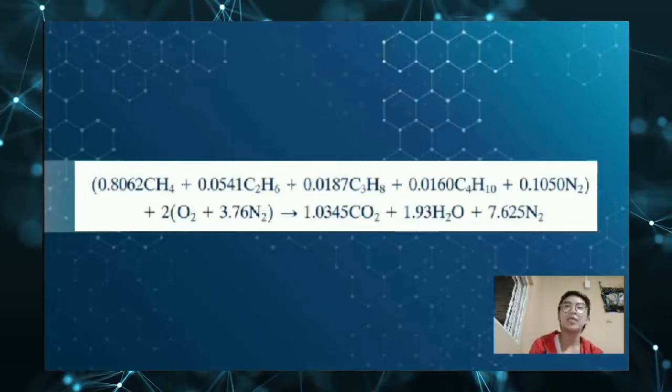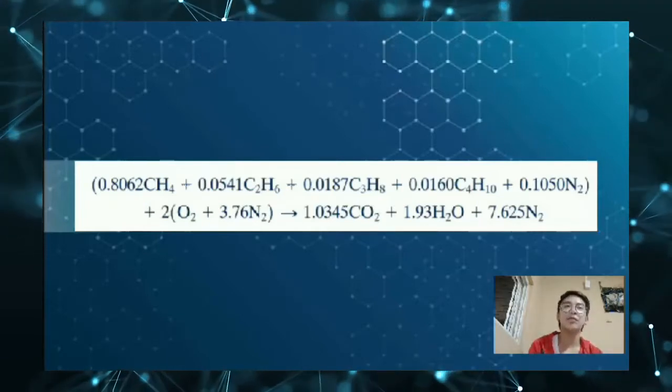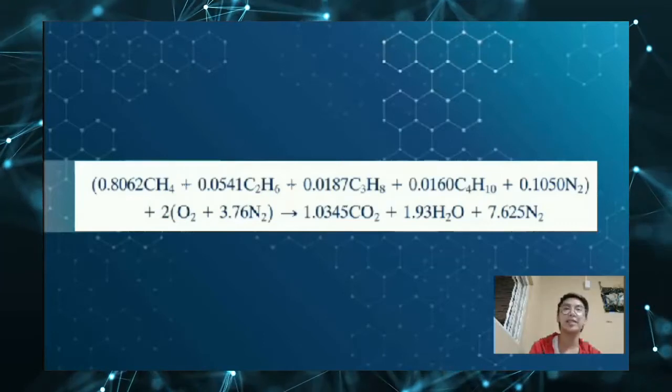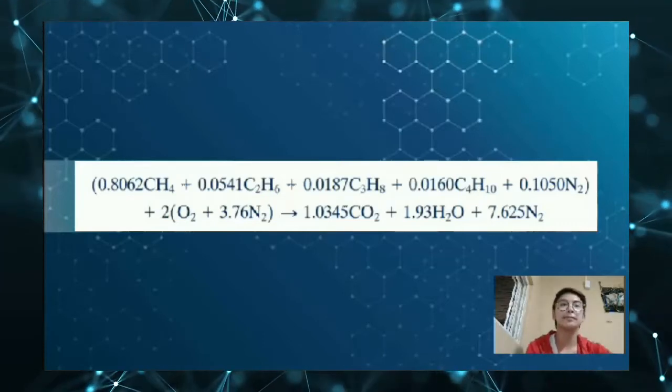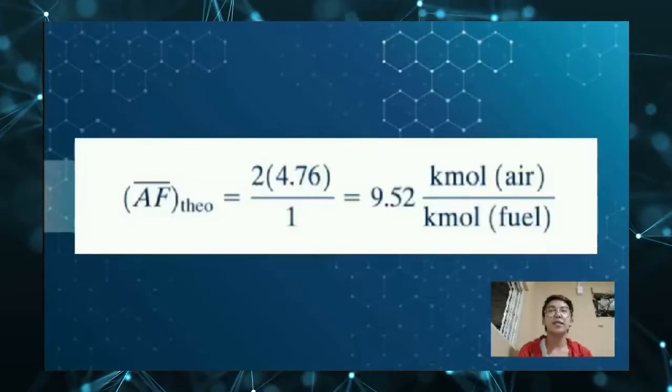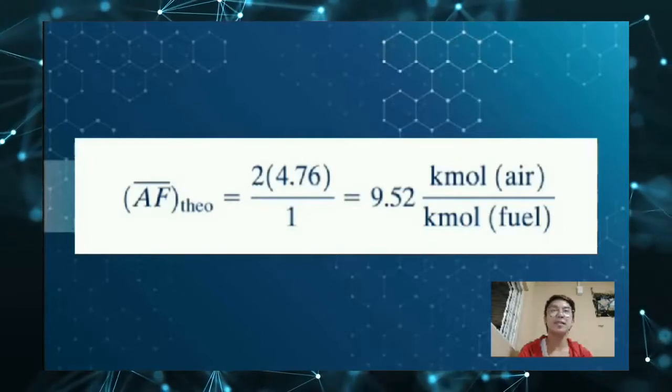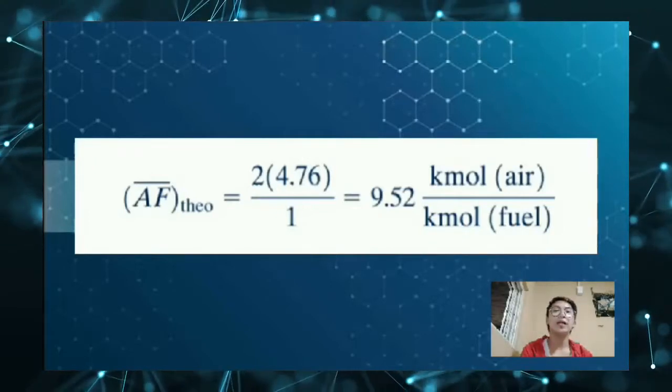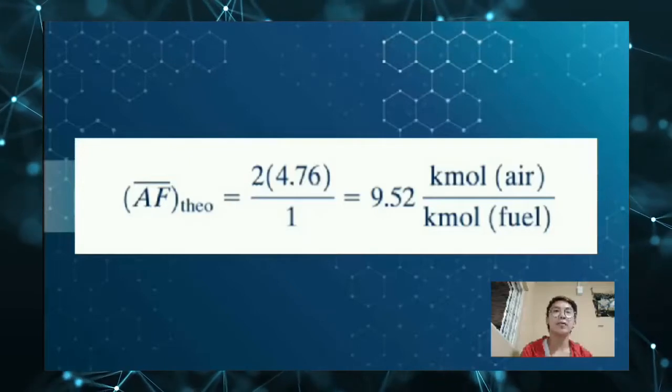So the balanced chemical equation of the complete combustion of the fuel mixture with a theoretical amount of air is given. The theoretical air-fuel ratio on a molar basis is 9.52 kmol of air over kmol of fuel.